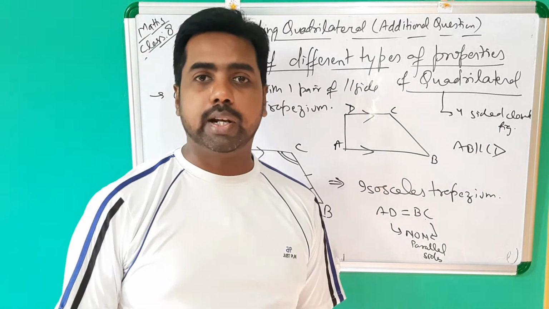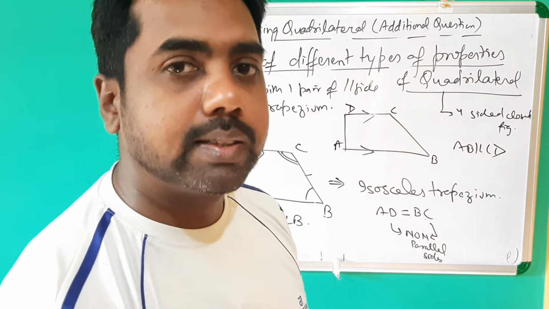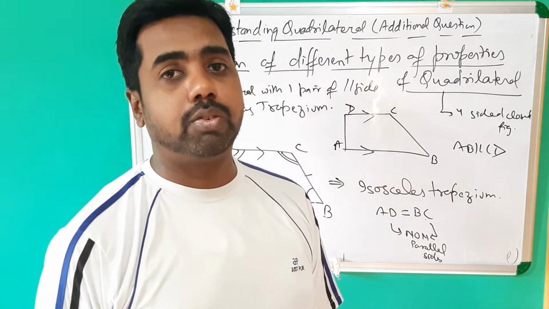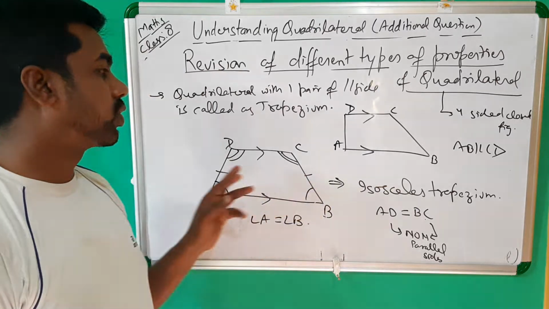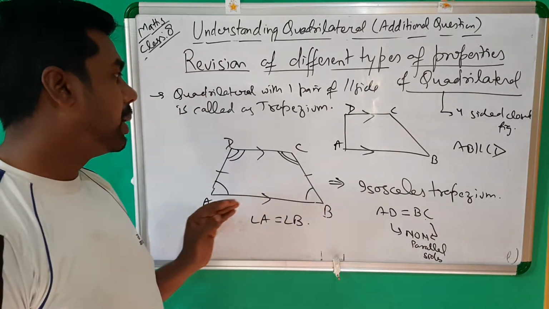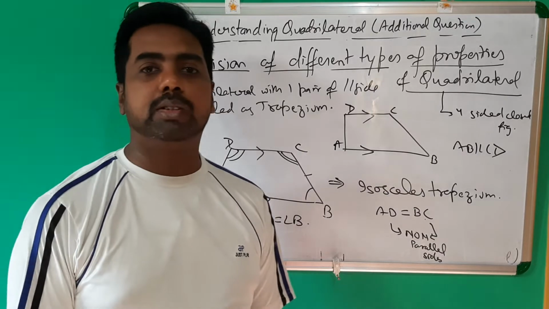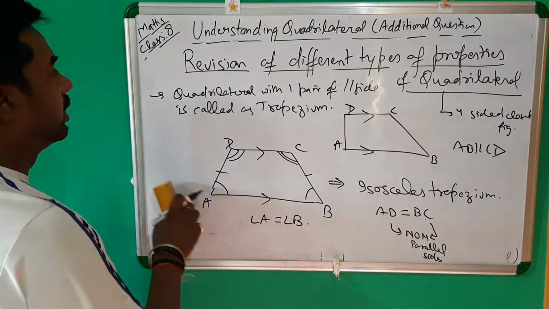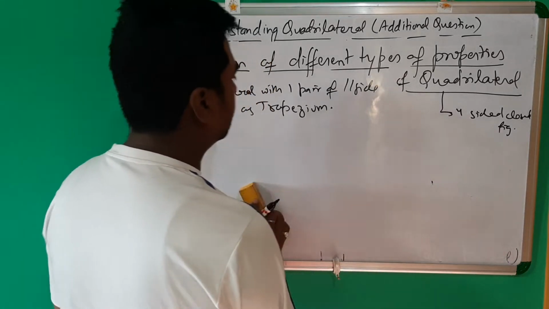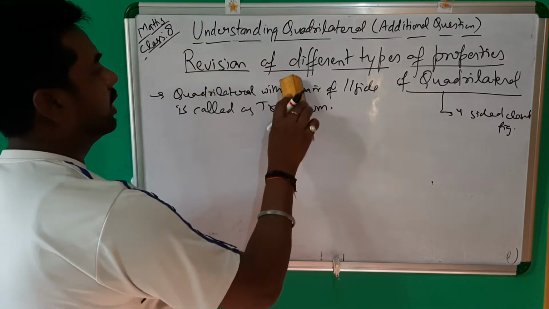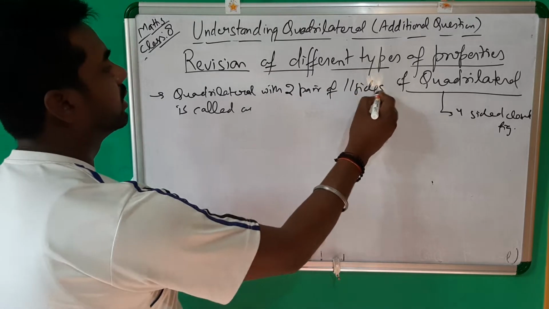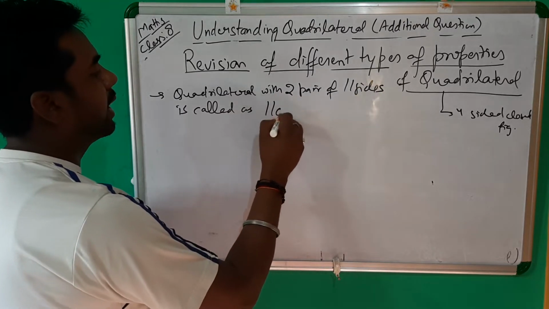If you see a quadrilateral with only one pair of parallel sides, that is called a trapezium. And if the non-parallel sides of a trapezium are equal, that is called an isosceles trapezium. And in an isosceles trapezium, the base angles are always equal. This is the first type of quadrilateral. Now, a quadrilateral with two pairs of parallel sides is called a parallelogram.